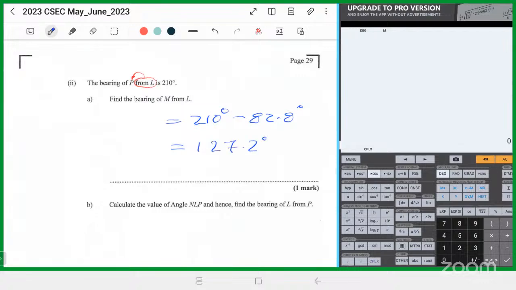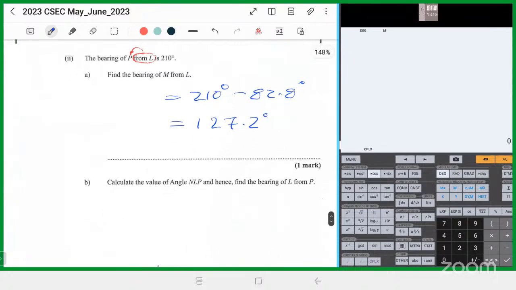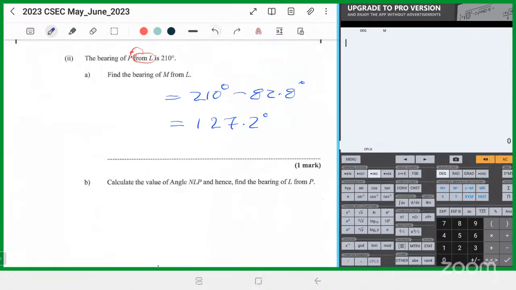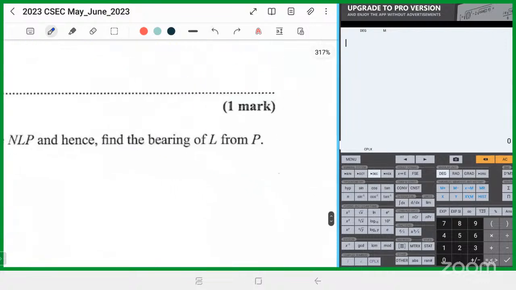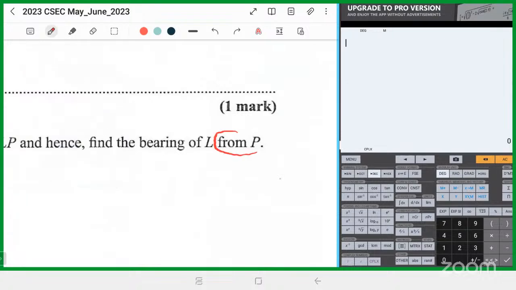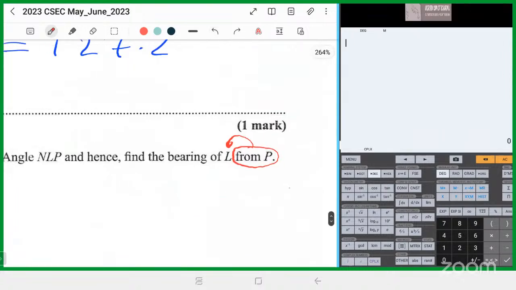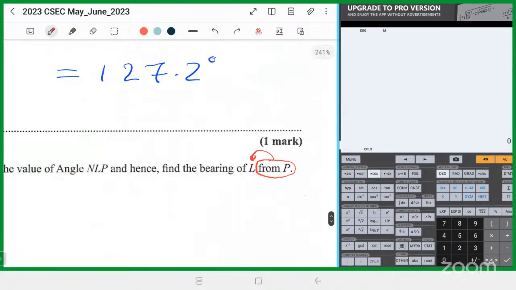127.2 degrees. Right? Then it says: calculate the value of the angle NLP and hence the bearing of L from P. I don't need to know more. L from P. Now you can look at something like that, but I need this angle to help me find it. Angle NLP. Let's see.